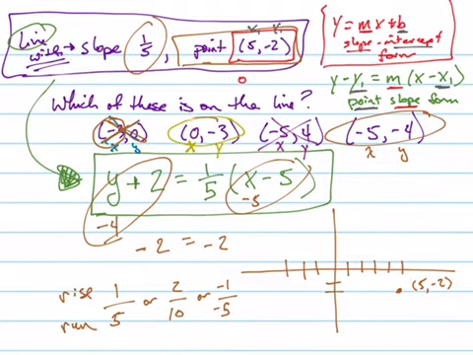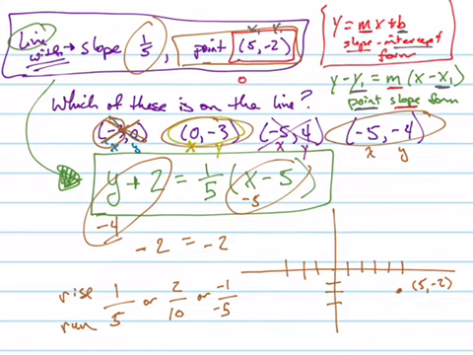Now let's try the next point. 0, -3. Where's 0, -3? 0, -3 is right here. What's the rise that I went? To go from 5, -2, how much did I rise? I rose -1, right? I went down 1, and how much did I run? -5. That's -1 over -5, which is what? 1/5. So that worked. So that's another way you could have checked it. Do you follow? Yeah.